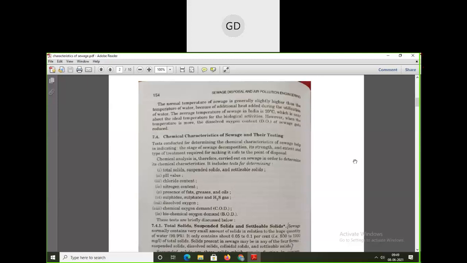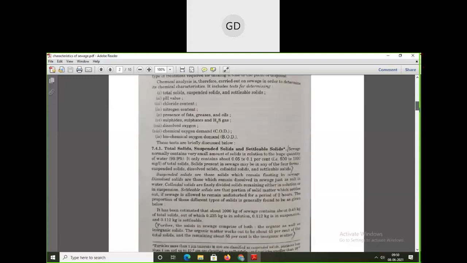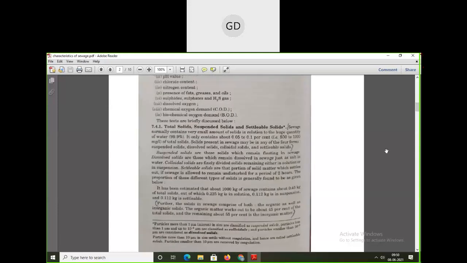Also, temperature will affect the viscosity of the sewage. When it affects the viscosity, it will affect the sedimentation process and its treatment. As a whole, it will affect all the biological activity of the bacteria present in the sewage. So these four are your physical characteristics of sewage.